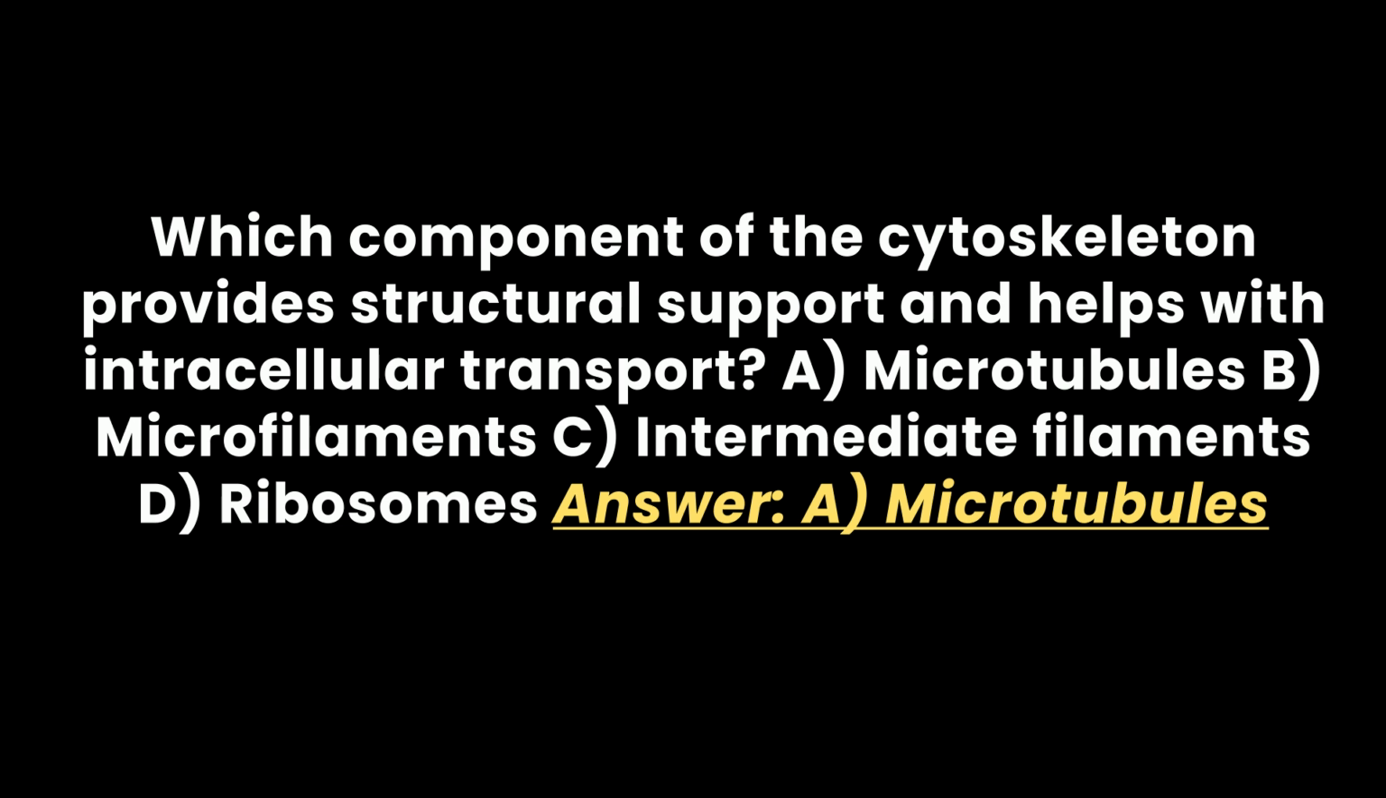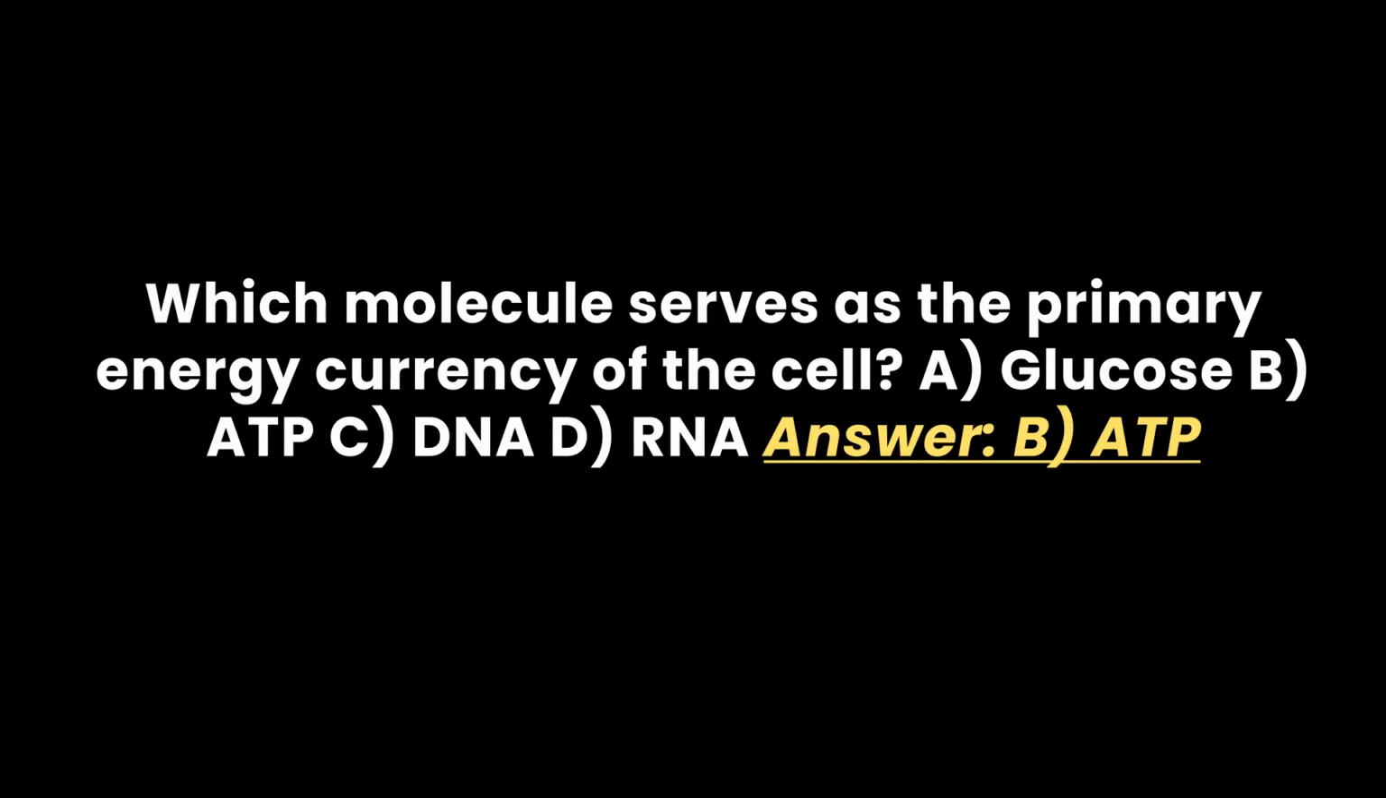A. Glucose. B. ATP. C. DNA. D. RNA. Answer: B. ATP. Which process occurs in the mitochondria and produces the most ATP per molecule of glucose?